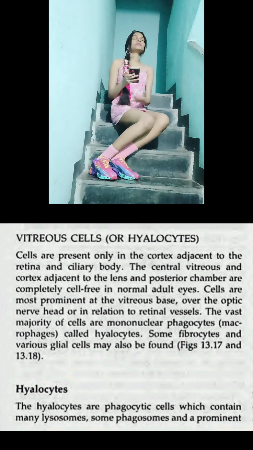So vitreous cells are mainly hyalocytes, which are mononuclear macrophages, mononuclear phagocytes. Second, fibrocytes and glial cells are found in the vitreous. These are more prominent at the vitreous cortex, especially at the vitreous base, the peripapillary area and overlying the retinal vessels, and there is a cell-free zone adjacent to the lens and the posterior chamber to maintain the optical transparency.